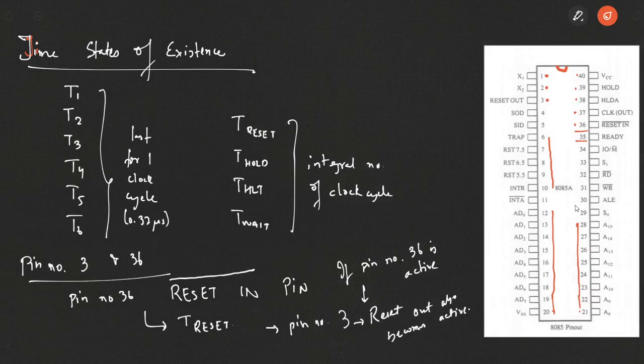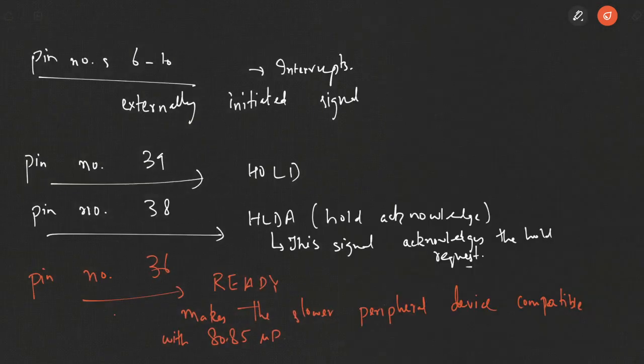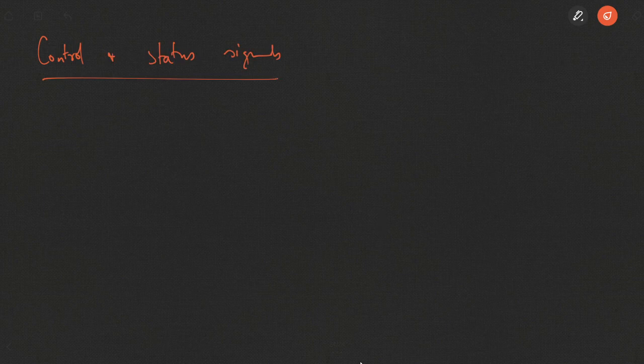Now there are these signals 34, 33, 32, 31. These are known as control and status signals. Among these control and status signals, first you have ALE, the address latch enable.